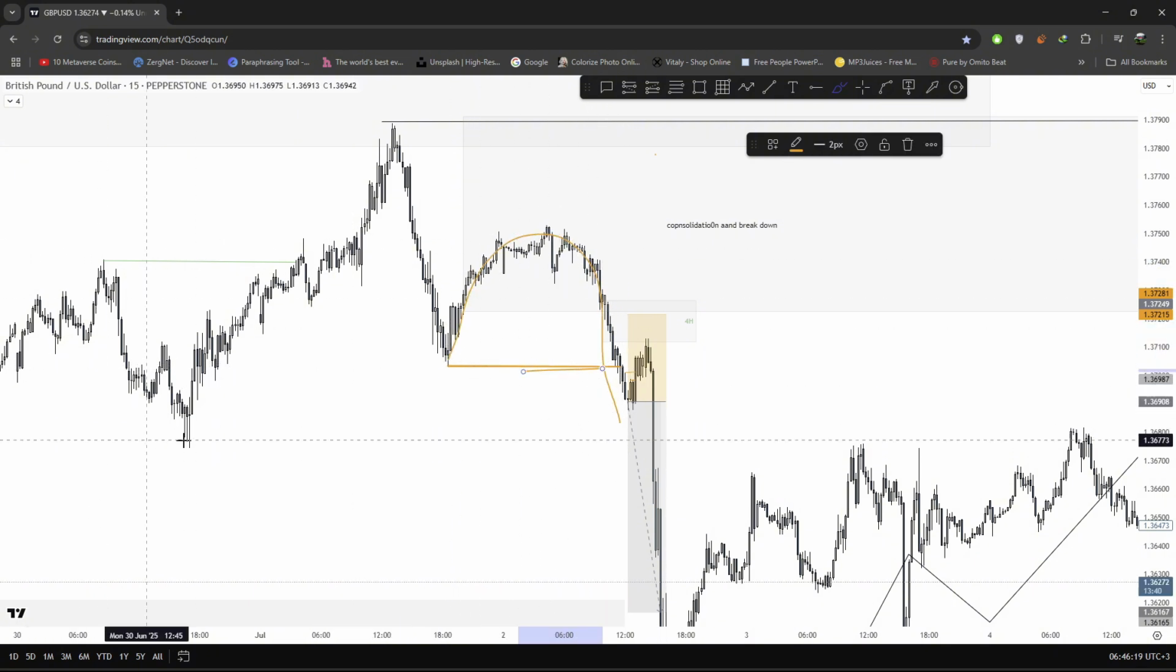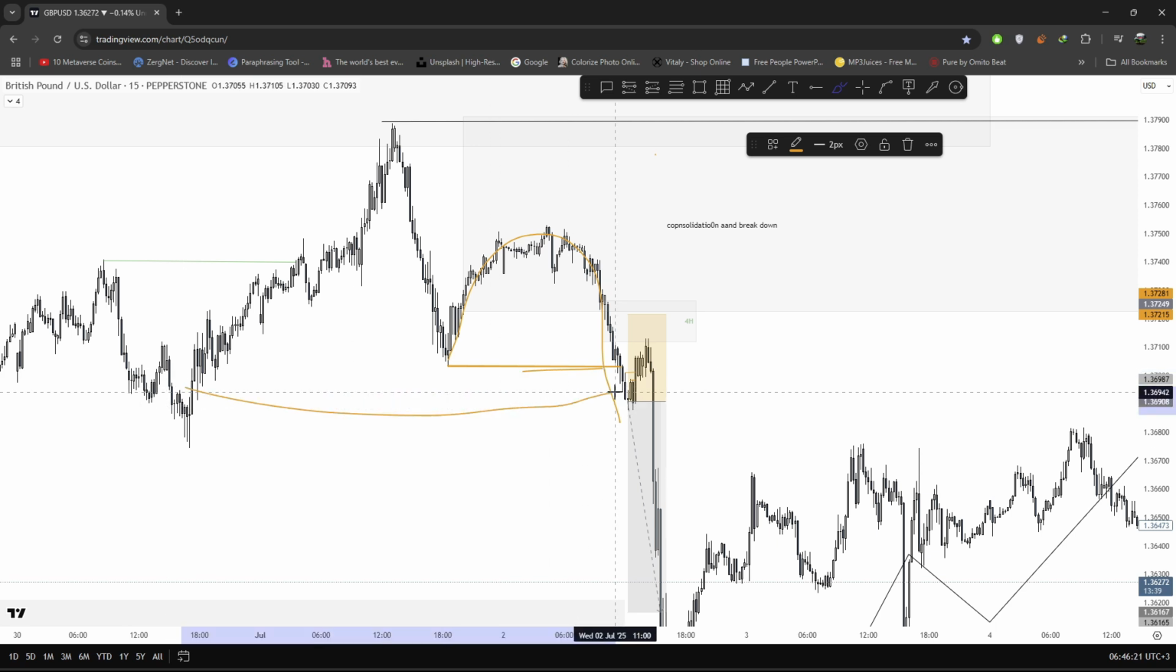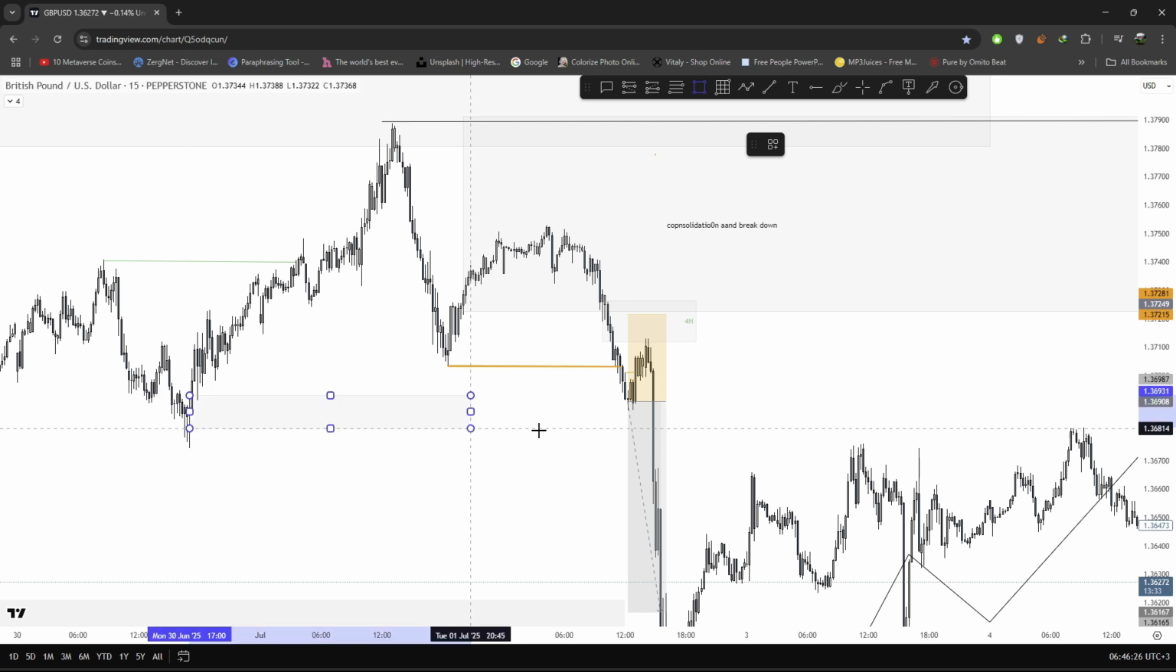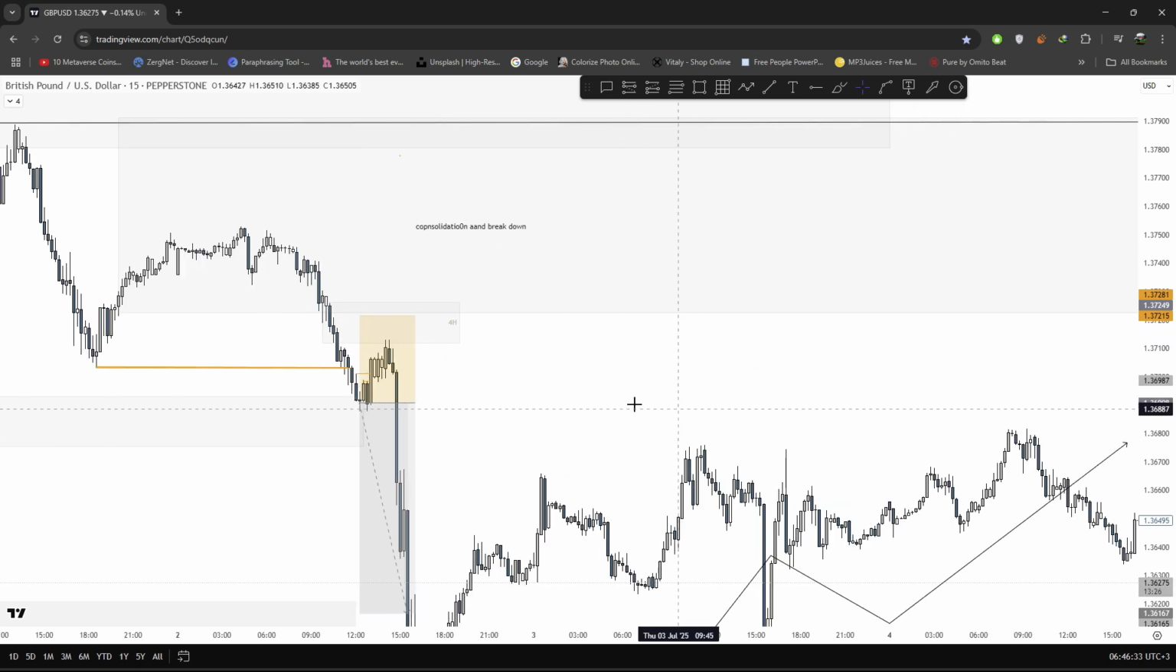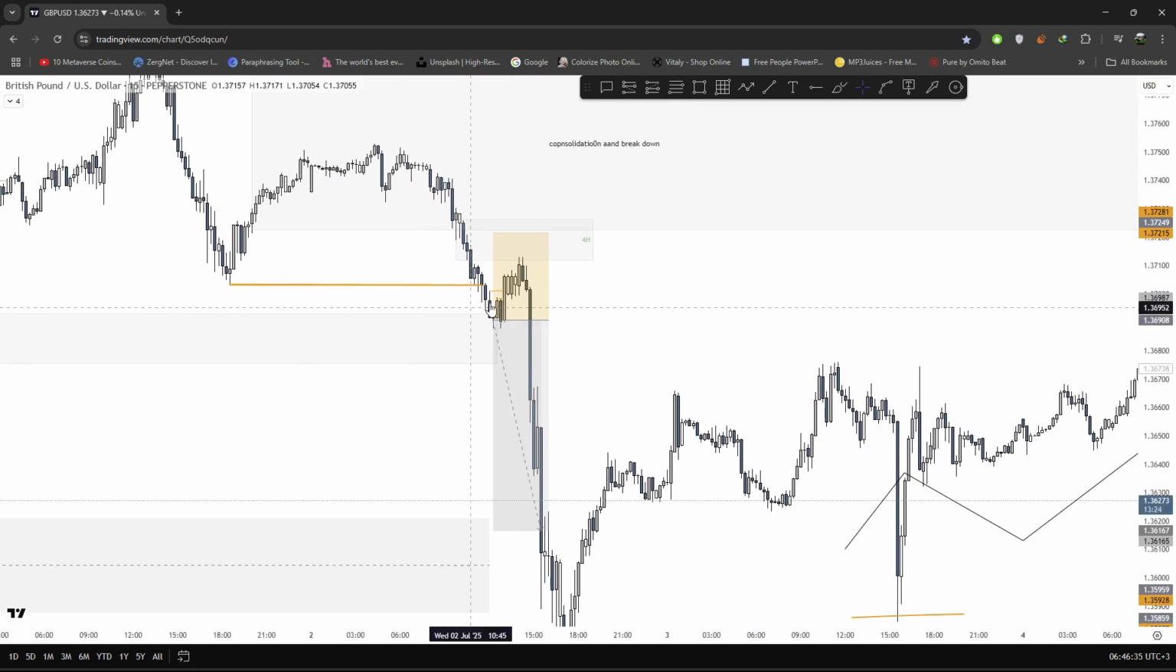Internal structure was broken. We continued to the downside. Price reacted slightly off of that previous demand. Right here, we can see it. Unmitigated demand there became a reaction point for that pullback. And then right after that pullback, I dropped down to the lower time frame.